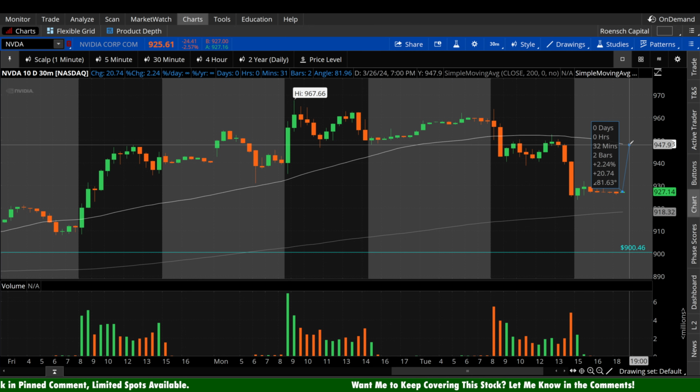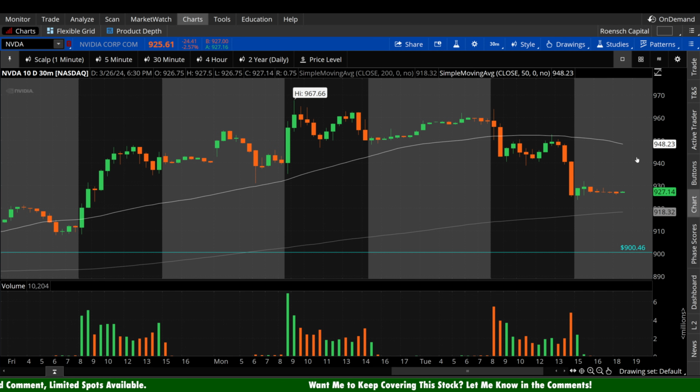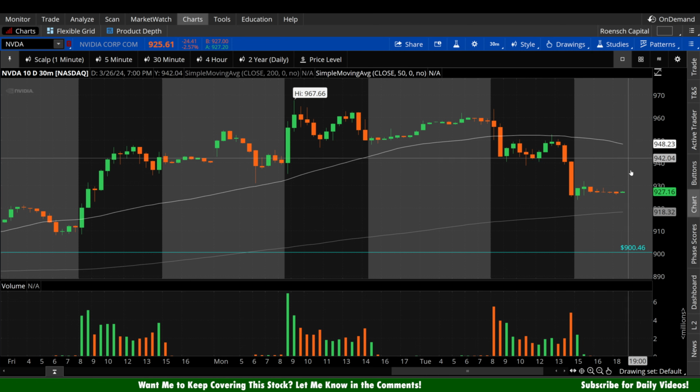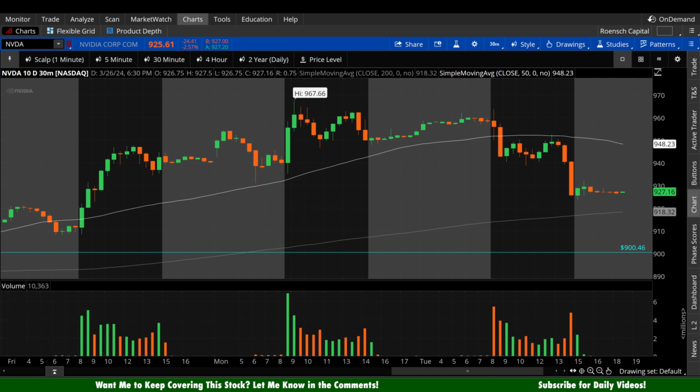So we take a look here. It's about 2.25% away. Today was a 2.5% down day. That's well within the possibility of a single day move of Nvidia. So I'm also paying attention to both the 50 period and the 200 period here on the 30-minute chart.